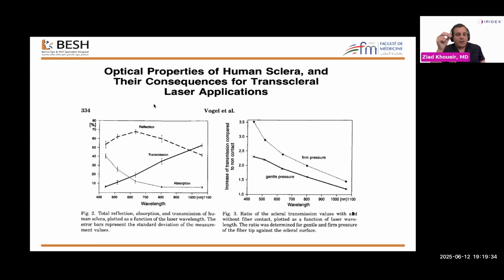And just by the amount of pressure that you put on the sclera with the laser probe, you can significantly impact the ratio of laser energy that is going to be absorbed by the tissue as opposed to the amount of energy that you're going to lose, and this will have a significant impact on the laser absorption and therefore the outcomes in terms of IOP lowering.